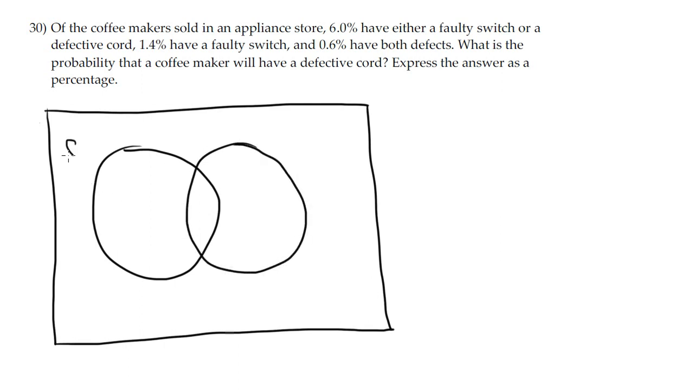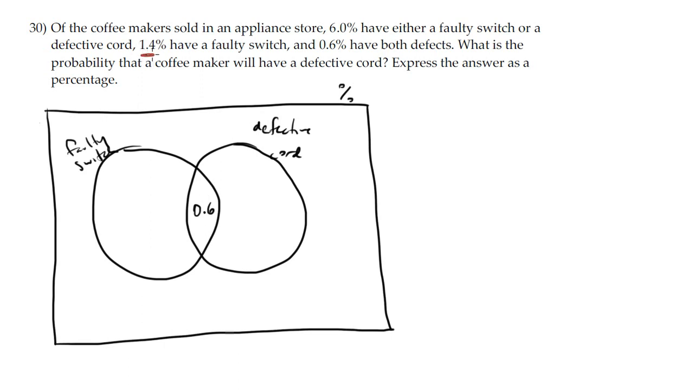So faulty switch or defective cord. So let's see. 0.6 have both defects. We always start with that intersection, right? So 0.6. This is in percentage. So 0.6% have both defects.